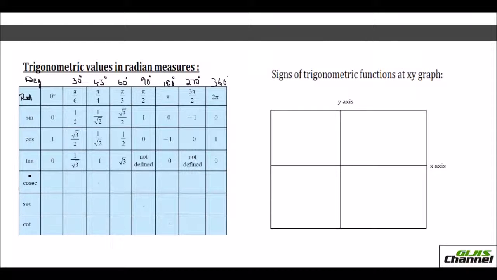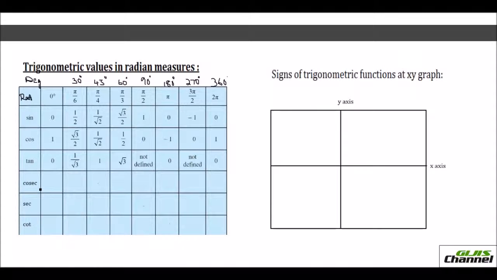Then for tan, it is 0, 1 by root 3, and the numerator you write for 45 degrees, the denominator you write for 60 degree. And at 90 degree it is not defined because it becomes infinity. And here 180 degree is 0, 270 is again not defined and this 360 is 0.